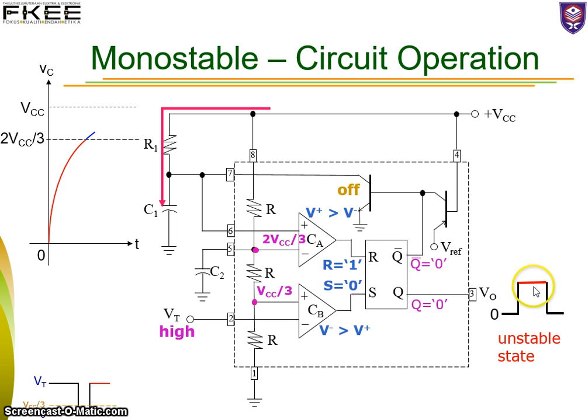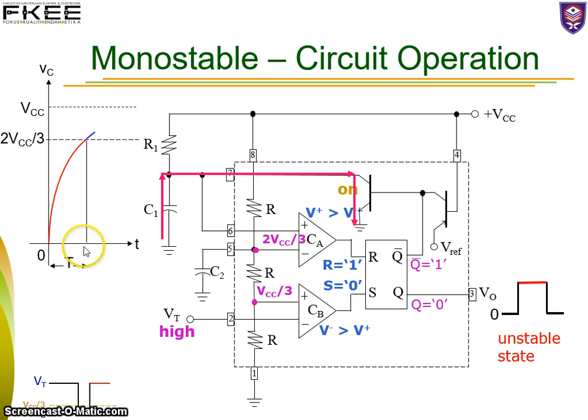The unstable state is just for a short period while you're charging your capacitor. When Q is 0, your Q bar will have a voltage of logic 1, meaning that this transistor will be on again. When this transistor is on, the capacitor will discharge through pin 7 to the ground. So right here, your capacitor will discharge all its voltage.